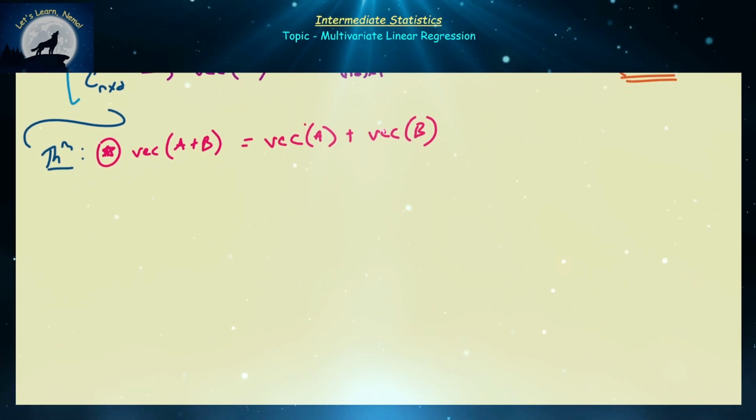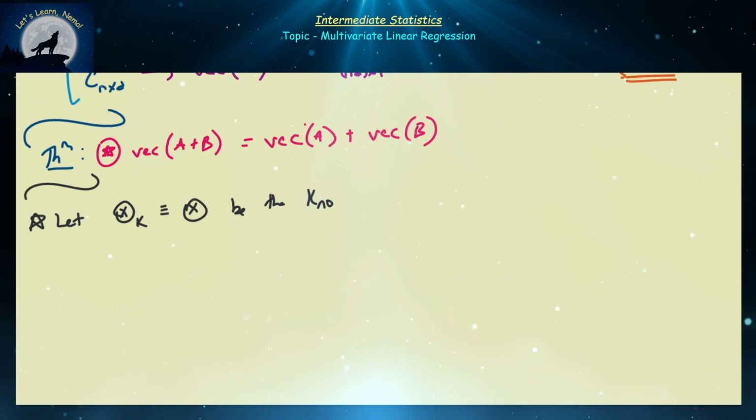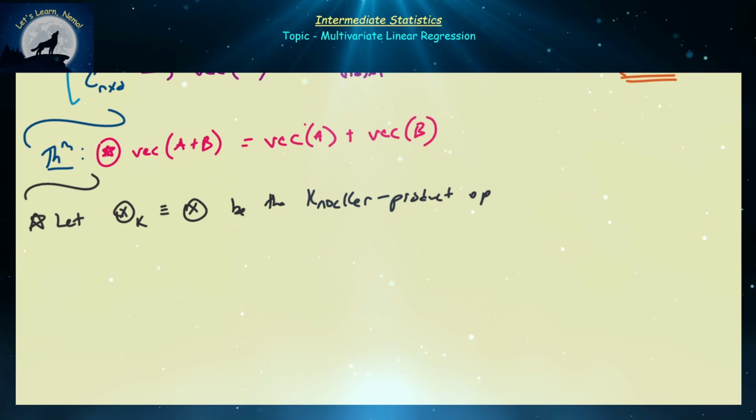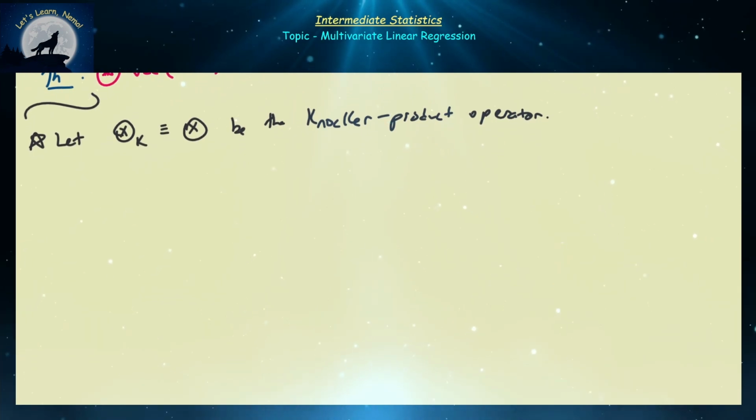Now, the next important operator that I want to mention, just in case you haven't learned this, is Kronecker products. We're going to let cross K, which I'm just going to write as a cross because I'm not going to be using outer products or other types of tensor products in this discussion, denote the Kronecker product operator. And if you've never learned about Kronecker products, let me briefly give you a crash course in them.